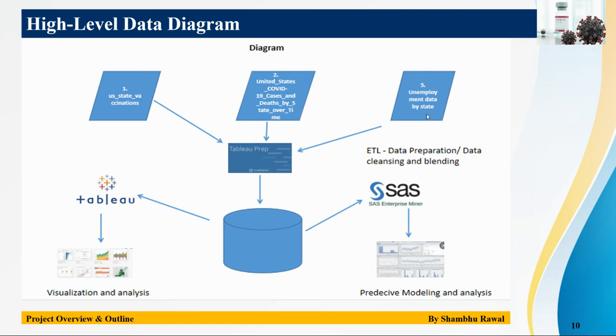The other secondary data set is published by the US Bureau of Labor Statistics and includes unemployment rates by state. These three data sets will be combined with the help of Tableau Prep. I will create a master data set in Tableau Prep, where I will perform the ETL, data preparation, data cleaning, and blending process. I will use that master file in Tableau Desktop to prepare the visualization and analysis.